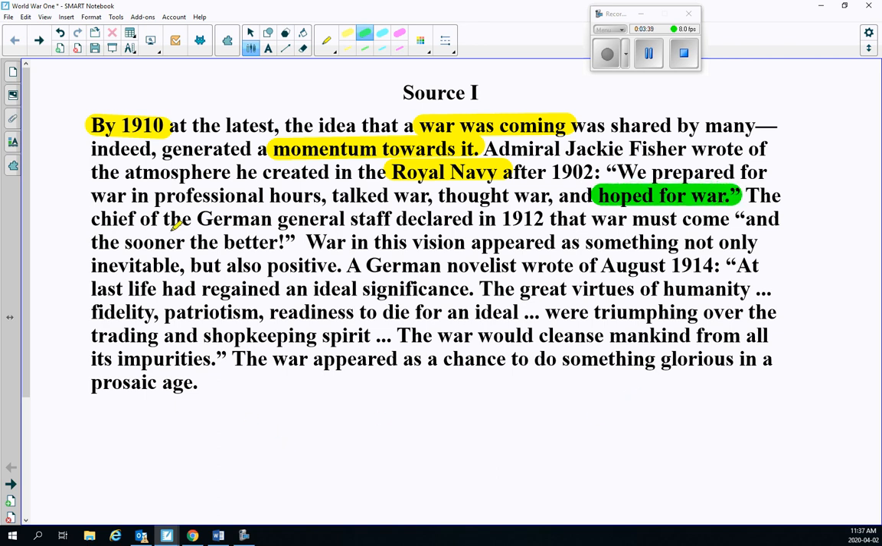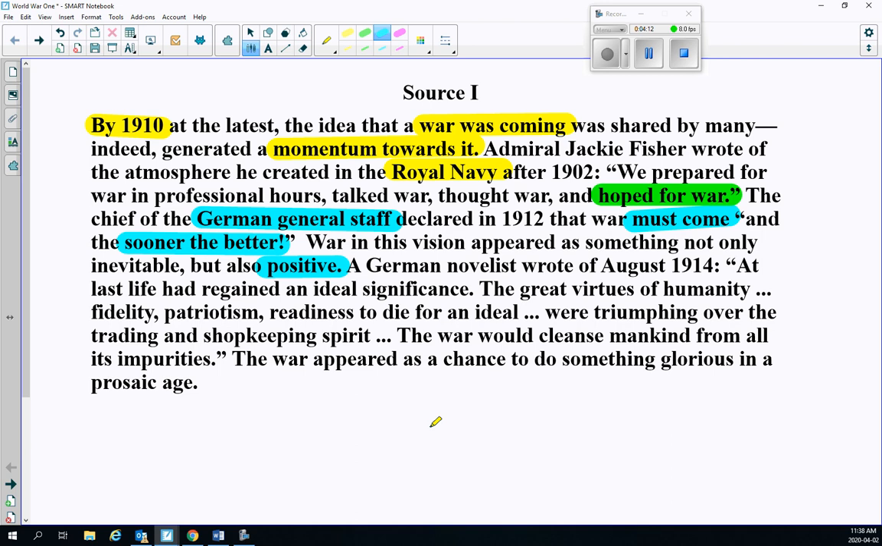And then you get the other side, the chief of the German general staff declaring that war must come. This is something we need. The sooner the better we get this war. And so it's pretty obvious by 1910, and probably even sooner than that, that there is a desire, a hope, a want of war. I guess that was the climate at the time. Very positive. So when we think of war today, it's something we don't want to happen.